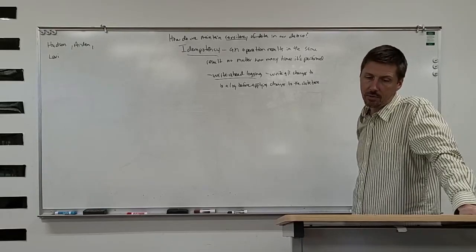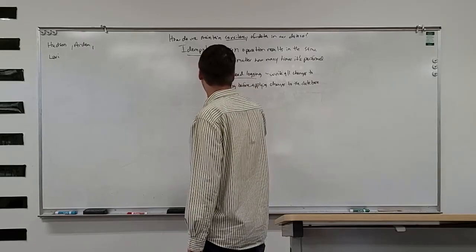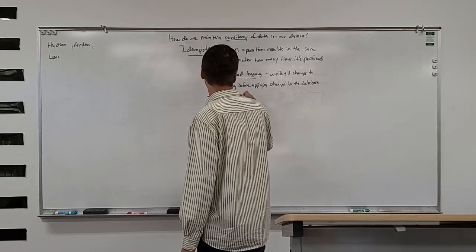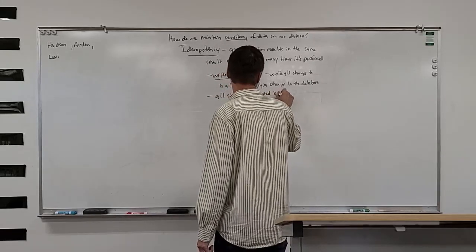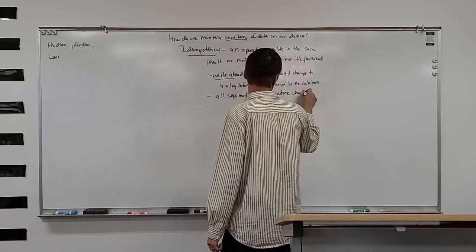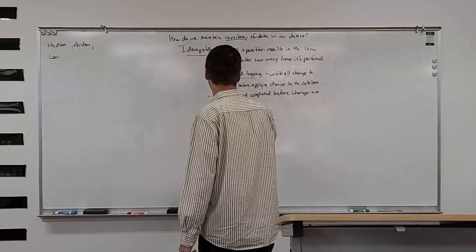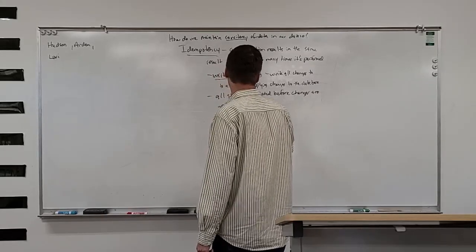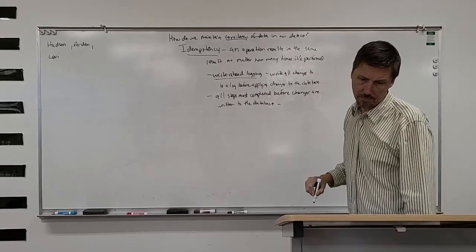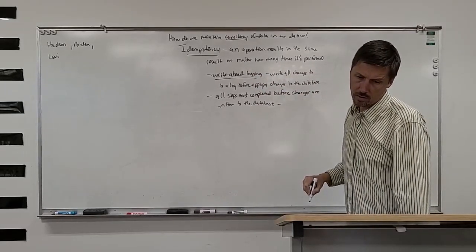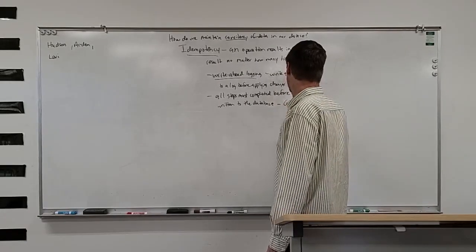All the steps have to be in place in order for the changes to happen. All steps must be completed before changes are written to the database. So we call this atomic transactions.